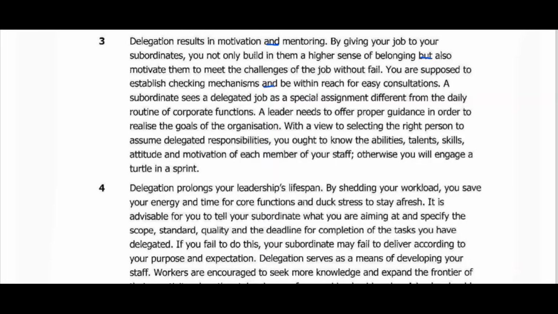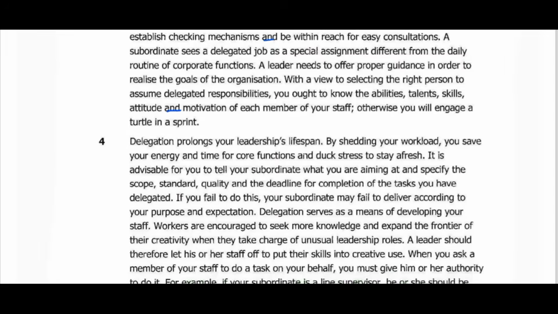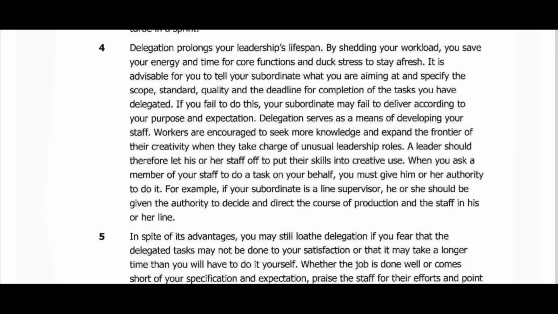A leader needs to offer proper guidance in order to realize the goals of organization, with a view to selecting the right person to assume delegated responsibilities. You ought to know the abilities, talented skills, attribute, and motivation of each member of your staff. Otherwise, you engage a turtle in a sprint. Then you go to 4.